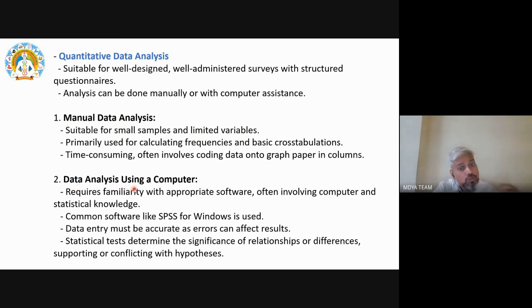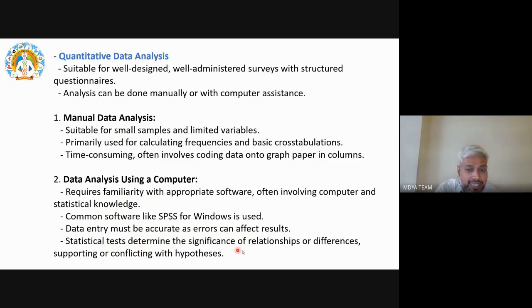Data analysis using a computer requires familiarity with appropriate software, often involving computer and statistical knowledge. Common software like SPSS for Windows is used. Data entry must be accurate as errors can affect results. When you do data entry on a computer, it is very important that it be errorless. If you put in wrong data, you will get a wrong result. So it is very important.